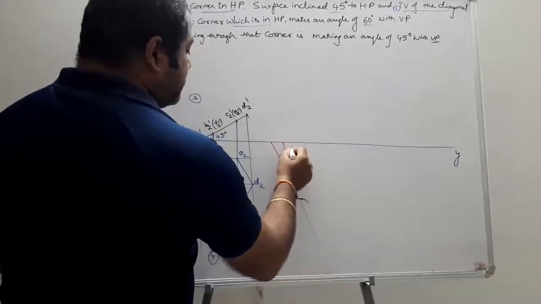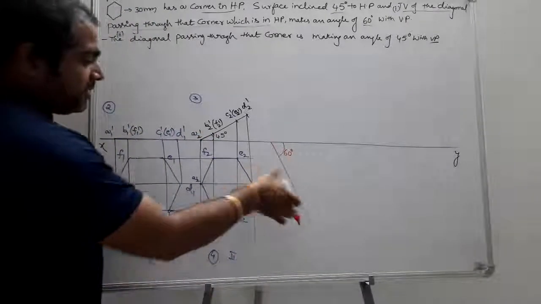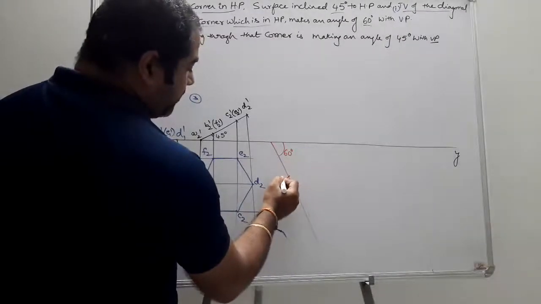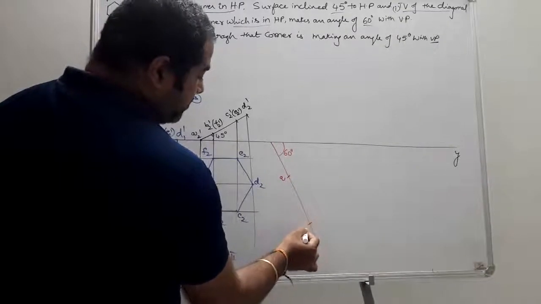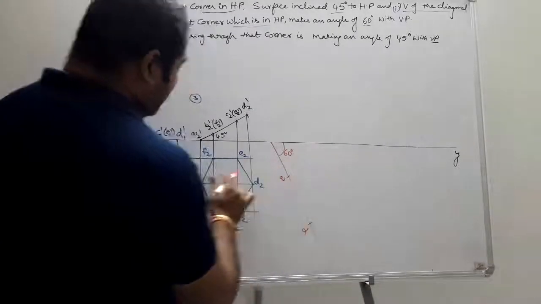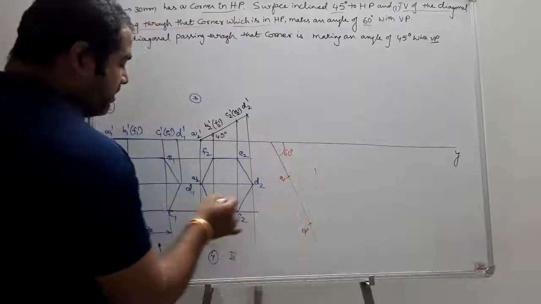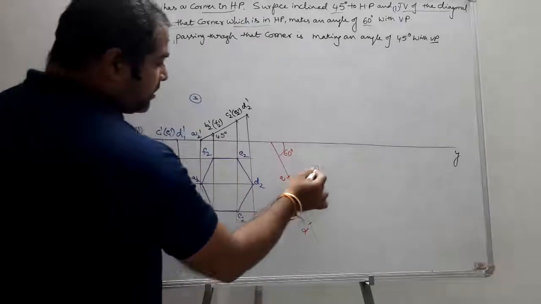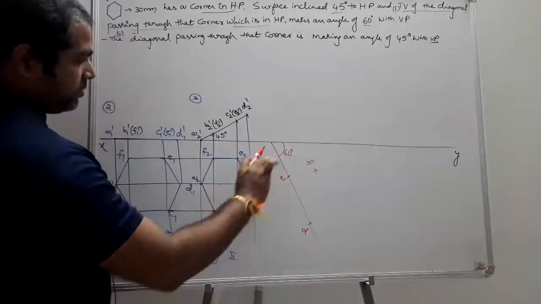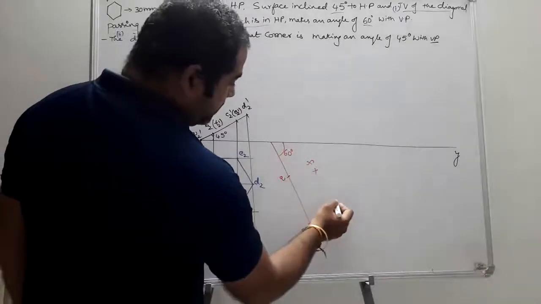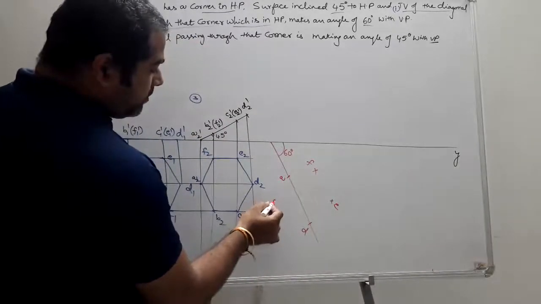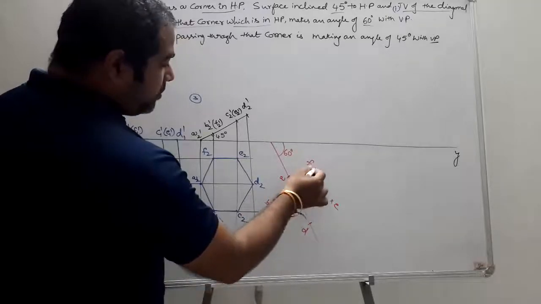Draw a line of 60 degrees and reconstruct the figure in such a way that AD is on the 60 degrees line. So this becomes my A and this becomes my D. Reconstruct the figure: AF as radius and DF as radius, cut it, and you will get your point F. Similarly, you will obtain point E, point B, and point C. Now join all the points.